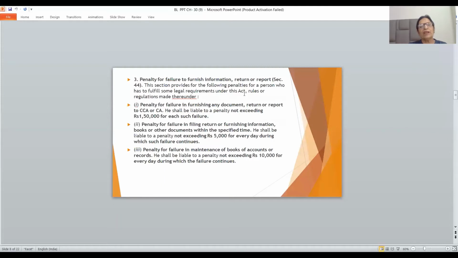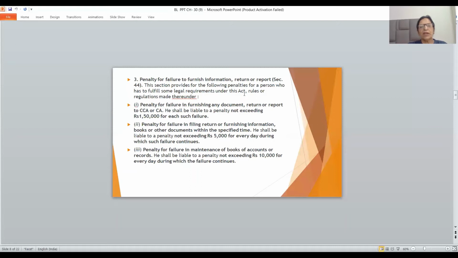Then penalty for failure to furnish information, return or report. Some return is to be furnished or report has to be furnished, but the company or the person has committed default. The legal requirements have not been met. So then also there are 3 provisions for this. The first provision is penalty for failure to furnish any document, return or report to the CCA or CA. He shall be liable to a penalty which will not exceed ₹1,50,000.